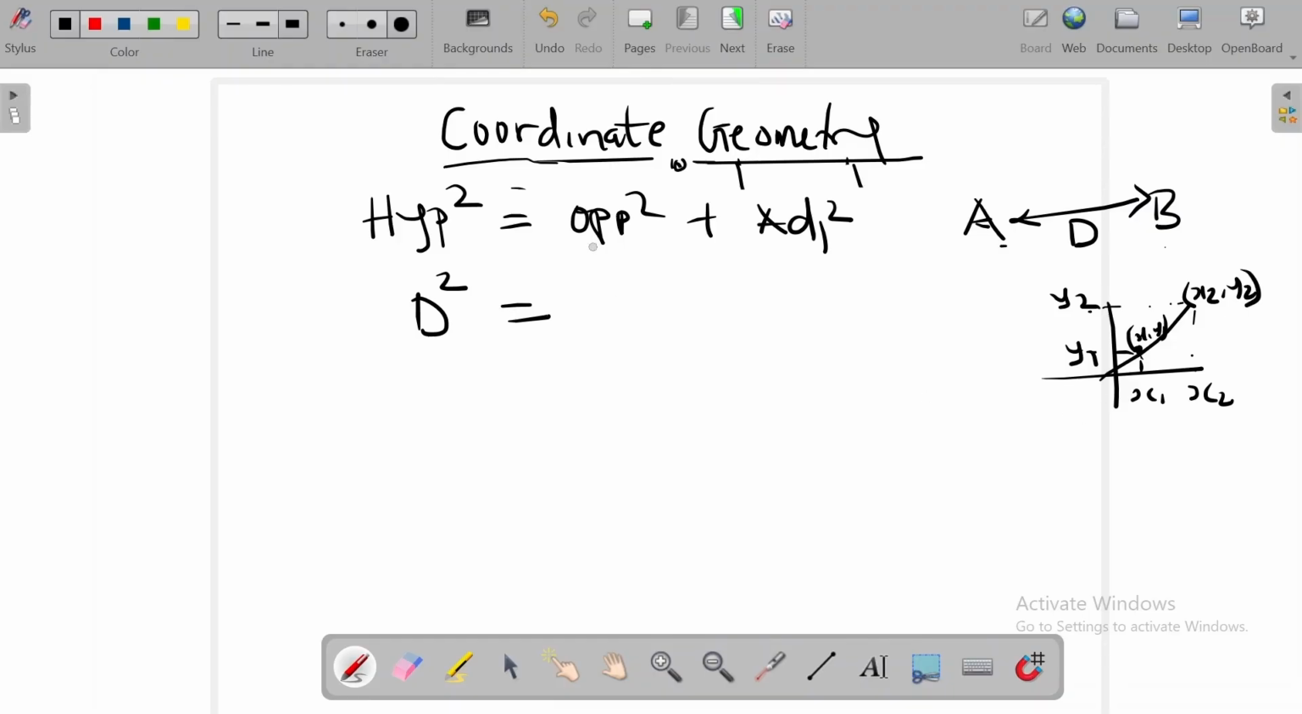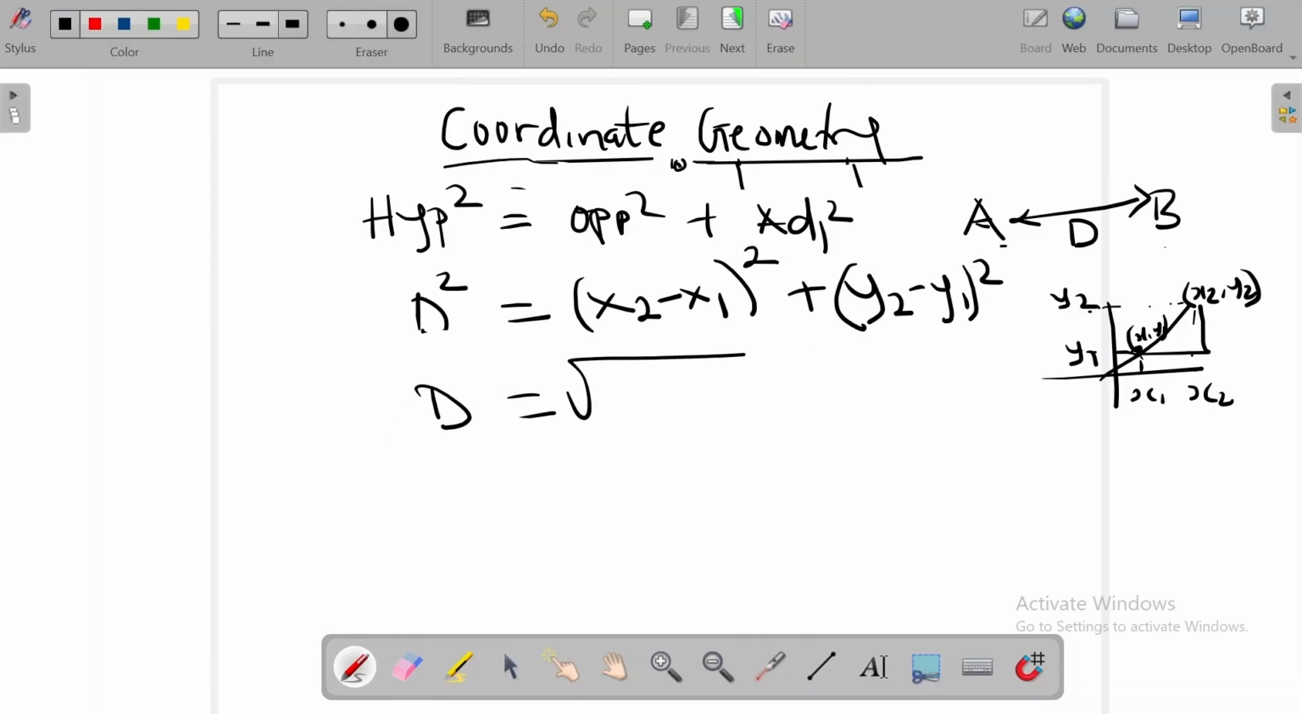So the opposite in this case, I just decided to use it as x2 minus x1, which is the change in the x-axis, meaning if I should connect it this way, the change in the x-axis, which is x2 minus x1 squared, plus y2 minus y1 squared. So d is the square root of x2 minus x1 squared plus y2 minus y1 squared.